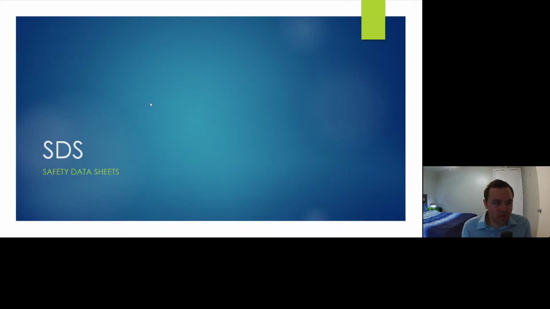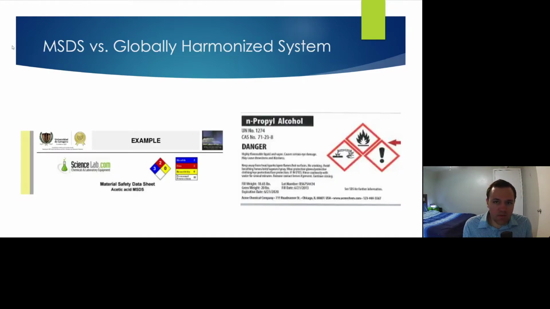So, first thing we're going to talk about is safety data sheets. So these are what tell you what the dangers are for every chemical that we're going to use in lab. All right. They used to be called MSDS, which is Material Safety Data Sheets. They've been shortened to just Safety Data Sheets.